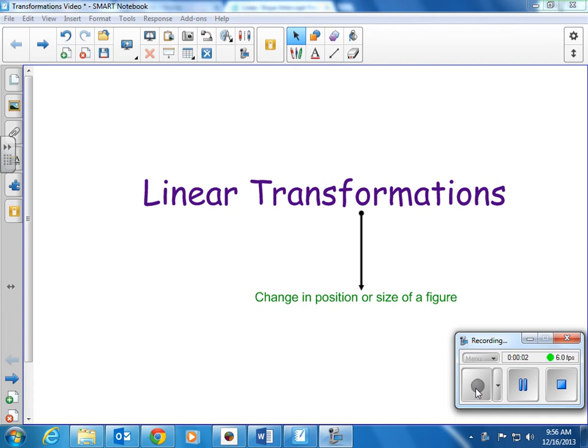All right, guys, tonight we are going to talk about linear transformations. A transformation is simply a change in position or size of a figure. What we've been talking about lately are lines, linear equations. So we're going to look at some examples of linear equations tonight, and we are going to see how changing the slope and the y-intercept affect what the graph looks like.